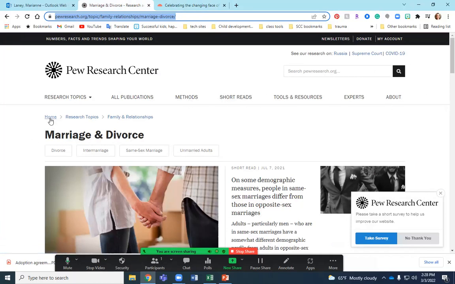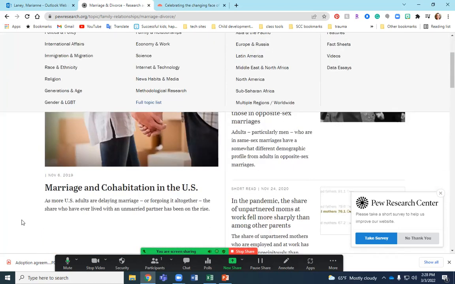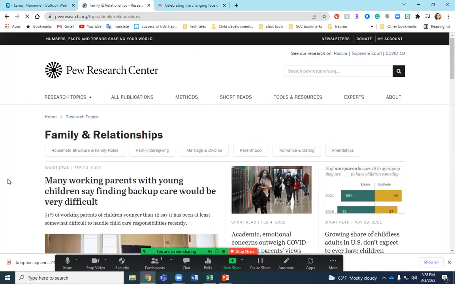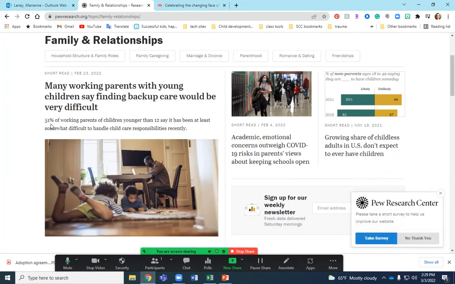If I went to the research topics, look at all these research topics, right? Later, if I'm asking you to find articles or research and actual data, it's here. There used to be one where they would have these interactive columns. It was really cool. They don't really do that anymore because things have changed. But again, I went straight to marriage, family and relationships. And then it talks about working parents with young children saying finding backup care would be difficult. They say 51% of parents who work don't have childcare.